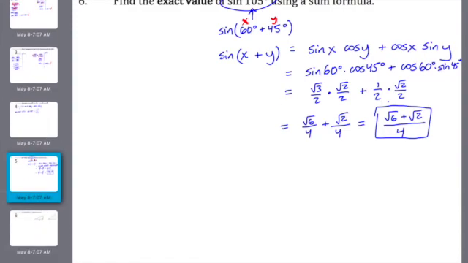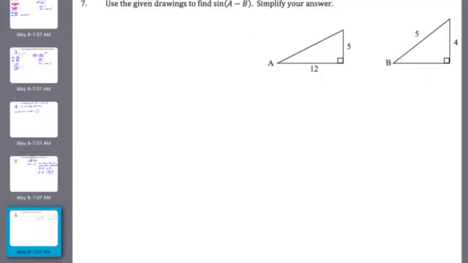Okay, let's move on to number 7. And this one says, use the given drawings to find sine of a minus b and simplify your answer. So in this triangle with angle A, hopefully you recognize that this is a Pythagorean triple, 5, 12, 13. And if you weren't sure about that, you could always just do your 5 squared plus 12 squared equals c squared and solve for c. I guarantee if you do that, you'll get 13. So I'm not going to do that, but you could if you weren't sure.